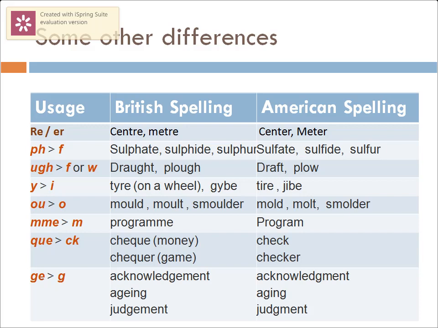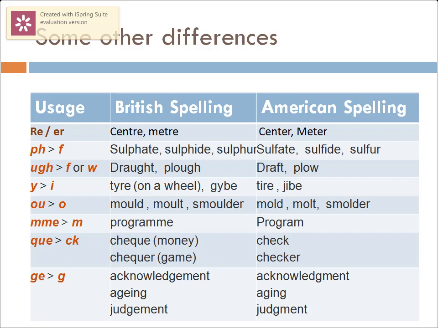Similarly, words like plough or drought, PLOUGH, is actually replaced by F or W in the American spelling. Similarly, tire, where we have TYRE in the British spelling, the Y is replaced by I in the American spelling. So you have TIRE for tire. OU in the British spelling, like in words such as mould or smoulder, is replaced by only O, that is mold and smolder in American English.